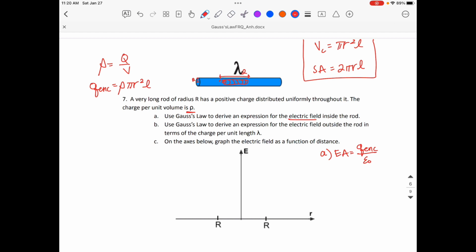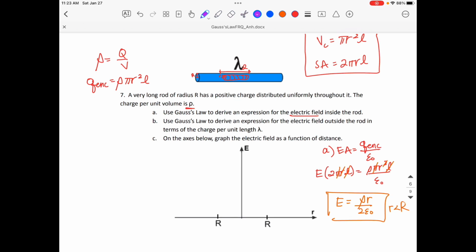And then I'm going to just plug those into our equation. E times the area, 2 pi r L, is equal to rho pi r squared L over epsilon naught. And then we can start reducing the pi, the r reduces down to 1, and the L. And then we can solve for our electric field, which is rho r over 2 epsilon naught.